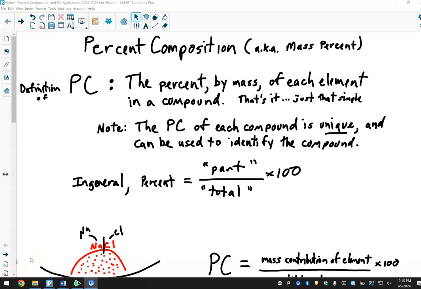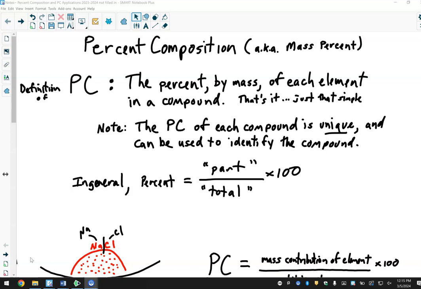So what is percent composition? Sometimes called, AKA, which stands for also known as, mass percent. So you might see it listed online or in a textbook as percent composition. You might see it as mass percent.